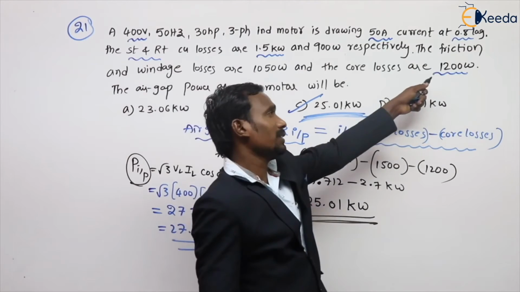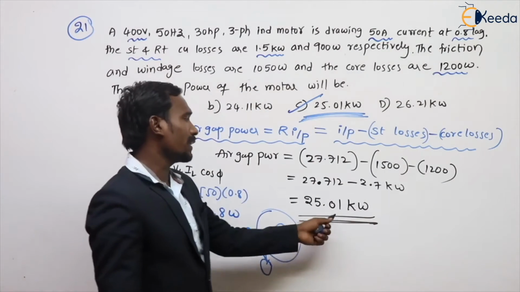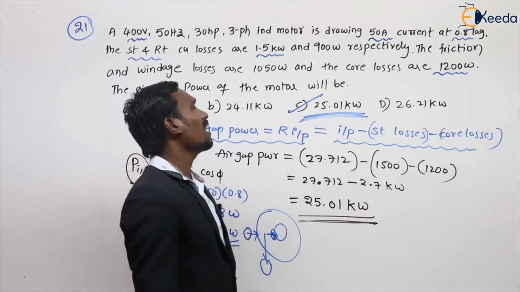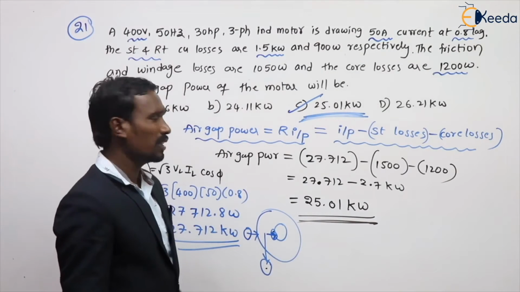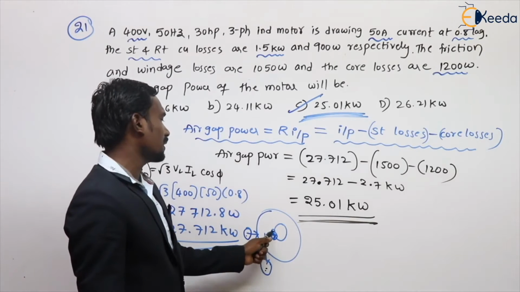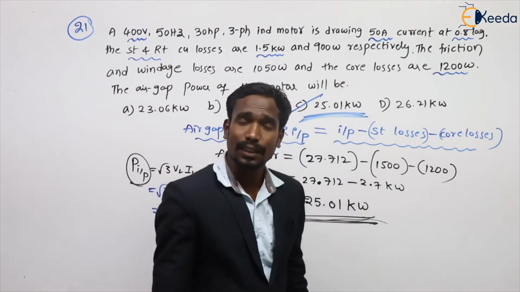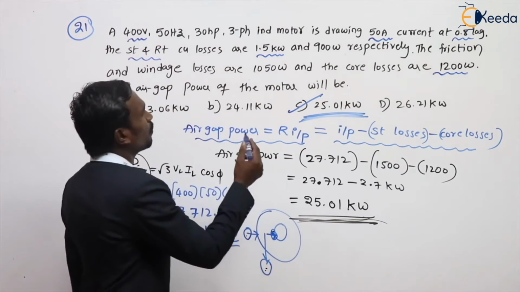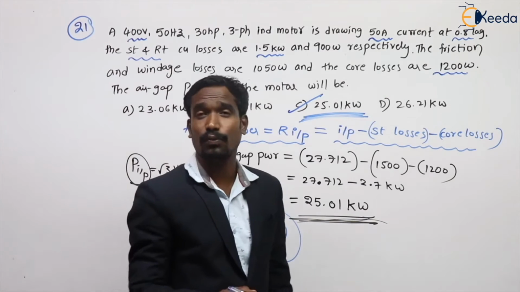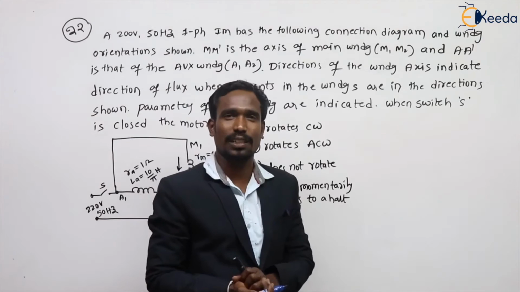They have given core losses also. So we have to subtract core losses also. Then you can get the answer. The losses are stator losses and core losses. So input minus stator losses and core losses is equal to air gap power. Air gap power is nothing but the rotor input. This question is very important, like this questions are expected for competitive exams. Understood?